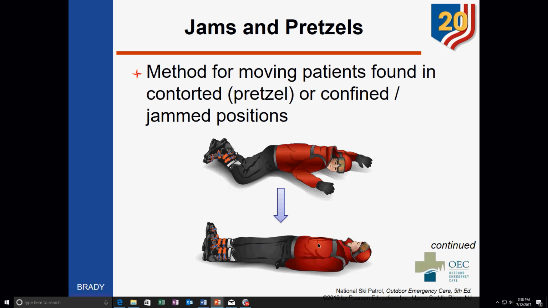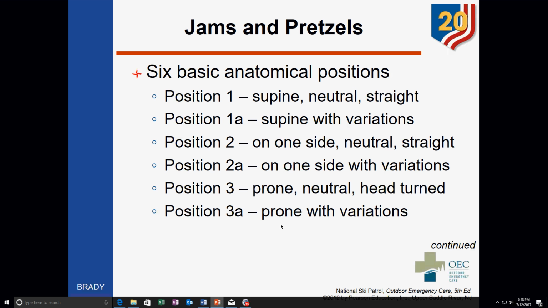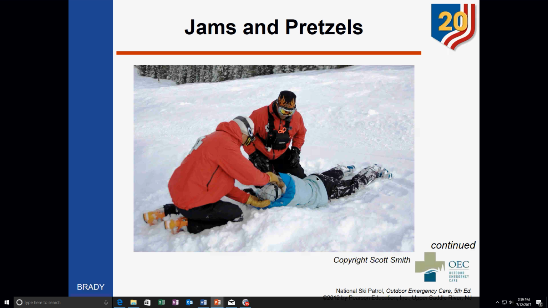Jams and pretzels. You're never going to see anybody laying there just like this. They're going to be like this, wrapped around a tree or a big boulder or whatever. And we'll practice getting people in the right position to log roll them, put them on a backboard or scoop stretcher or whatever it might be for movement. Different numbers. This is what you want to get them to. Position 1. You're usually going to be about 2.5, 3, 3.5, somewhere in here. You're going to have to move something to get them to supine, neutral, straight.